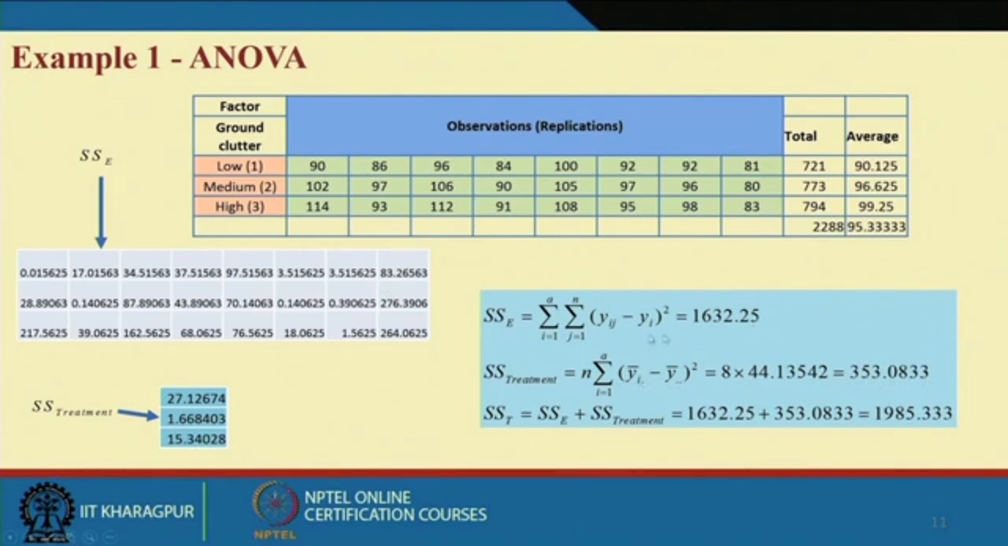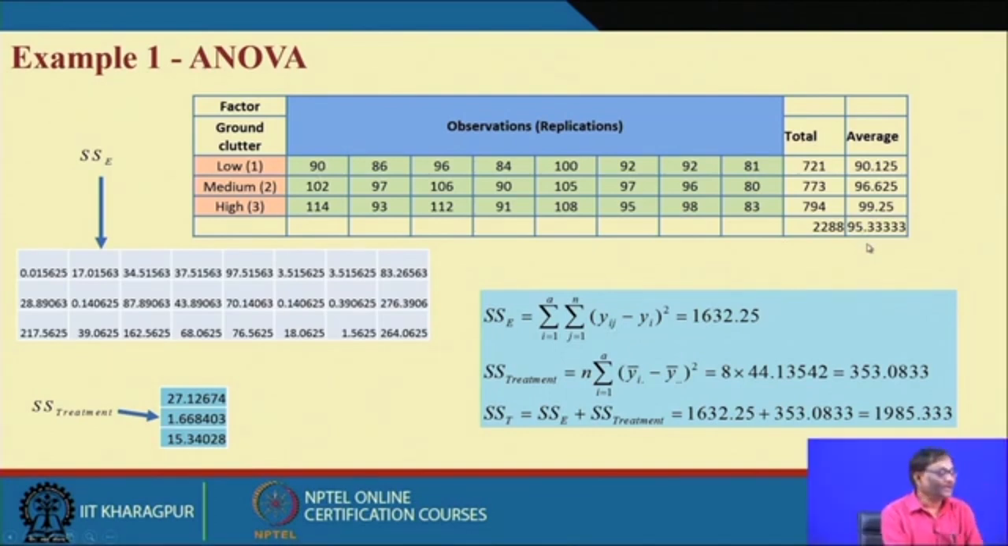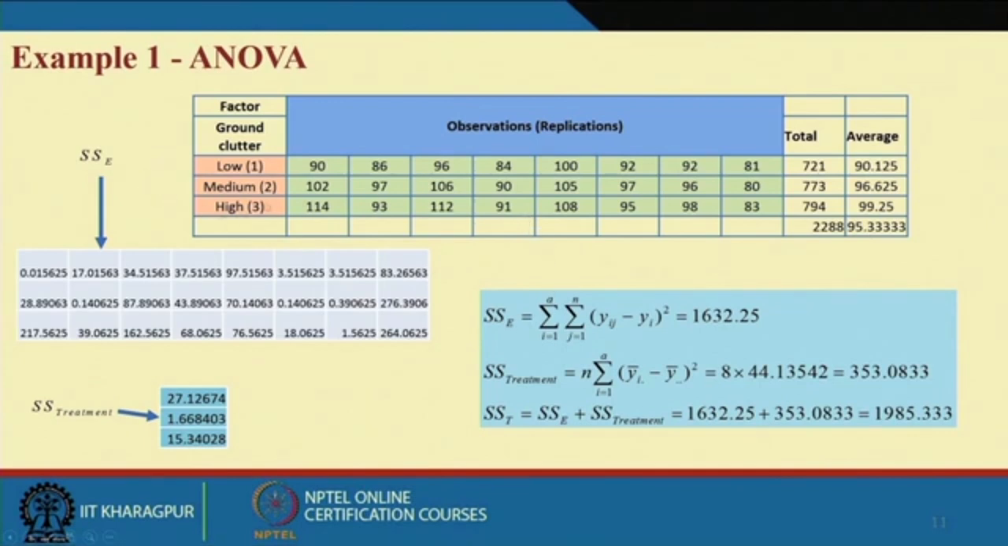This is nothing but using this formula only. So, what is yij? Suppose 90 minus grand average 95.33, this square, then 86 minus this, make it and square it. So, every observation will be subtracted by the grand mean, the grand average, and then squared, and then when you make the total, you will get this value.